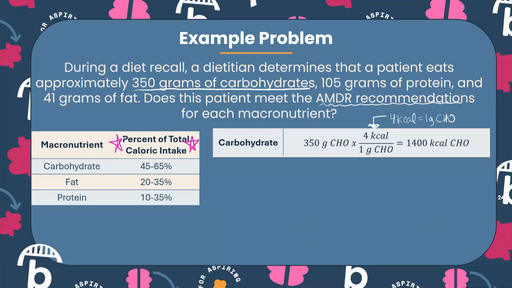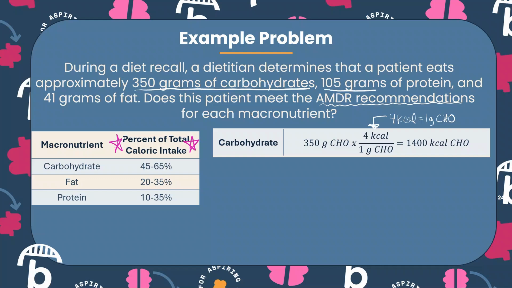Carbohydrates and proteins are both 4 calories per 1 gram. But you'll remember dextrose from TPN is only 3.4 calories per gram. Fats are 9 calories per gram, and alcohol is 7 calories per gram. So if this patient is eating 350 grams of carbohydrates, that's 1,400 kilocalories from carbohydrates.